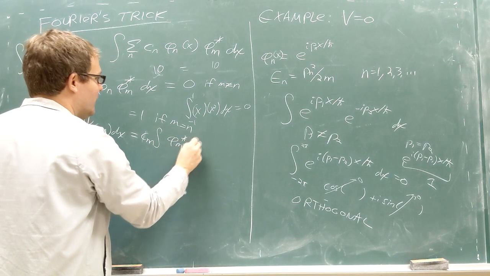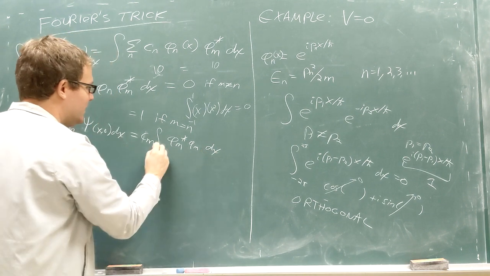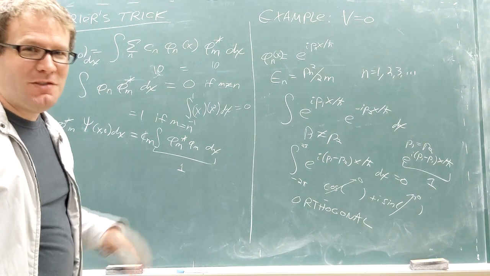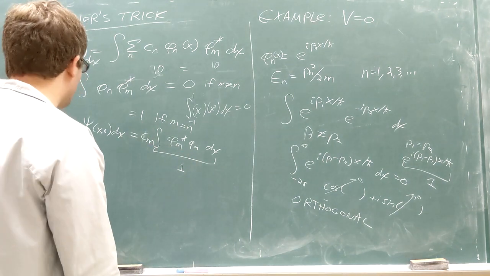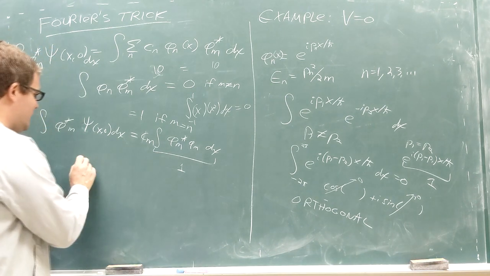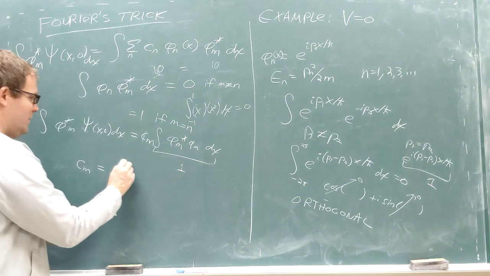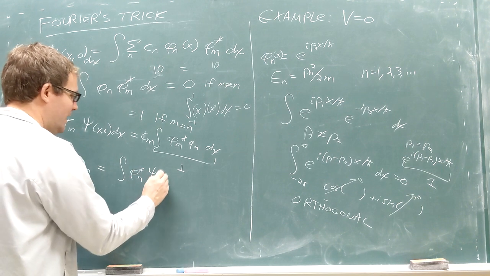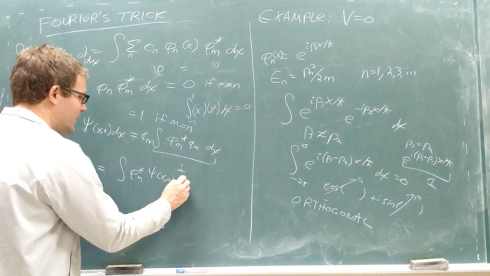phi m star phi m dx. That thing is usually equal to 1. It might have some other coefficients depending on the function you're working with, but let's just say it's equal to 1. The important thing is it's equal to a constant, not 0. So what that means is each coefficient c m is just the integral of phi m star psi of x and 0.